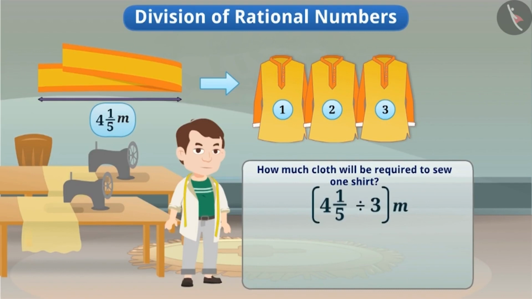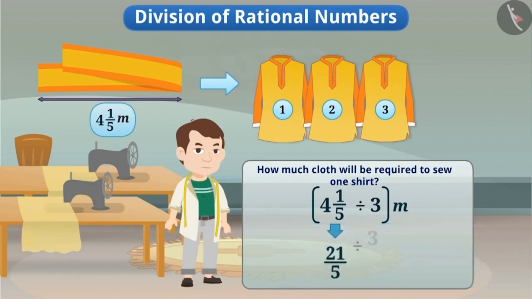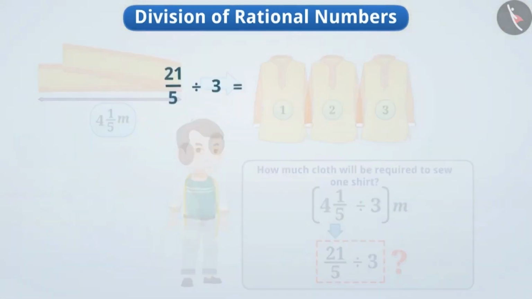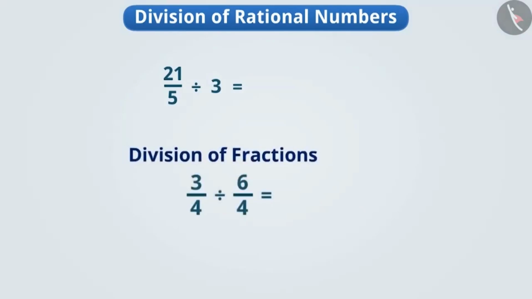We can express 4 1/5 as 21 by 5. Now, we will divide 21 by 5 by 3. Can you tell how we will do this division? Think for a while. Let me tell you. The division of rational numbers is done in the same way as division of fractions.